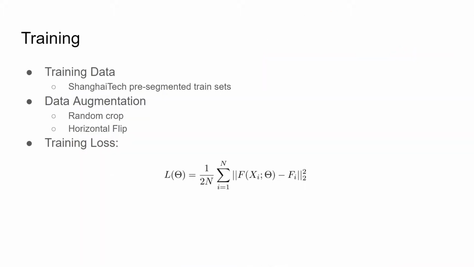Now looking at the particulars of training. For our training set, we use a combination of images from the pre-segmented training sets found in the ShanghaiTech dataset. Then, for data augmentation, we apply random crop and random horizontal flips to increase the generalizability since the dataset is relatively small. The training loss that we use computes the Euclidean distance between predicted map and true map, and this therefore forces the model to optimize for the overall density map rather than a crowd count.